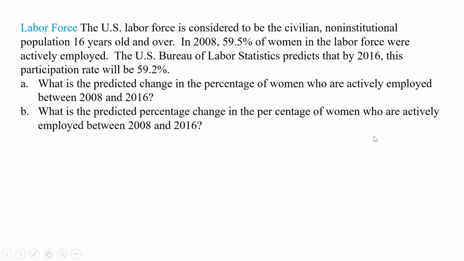All right, so the next one, we have a labor force. The U.S. labor force is considered to be the civilian non-institutional population 16 years old and over. In 2008, 59.5% of the women in the labor force were actively employed. The U.S. Bureau of Labor Statistics predicts that by 2016, this participation rate will be 59.2. So guess what? We're dropping. What is the predicted change in the percent of women who are actively employed between 2008 and 2016? And what is the predicted percentage change in the percentage of women who are actively employed between 2008 and 2016?